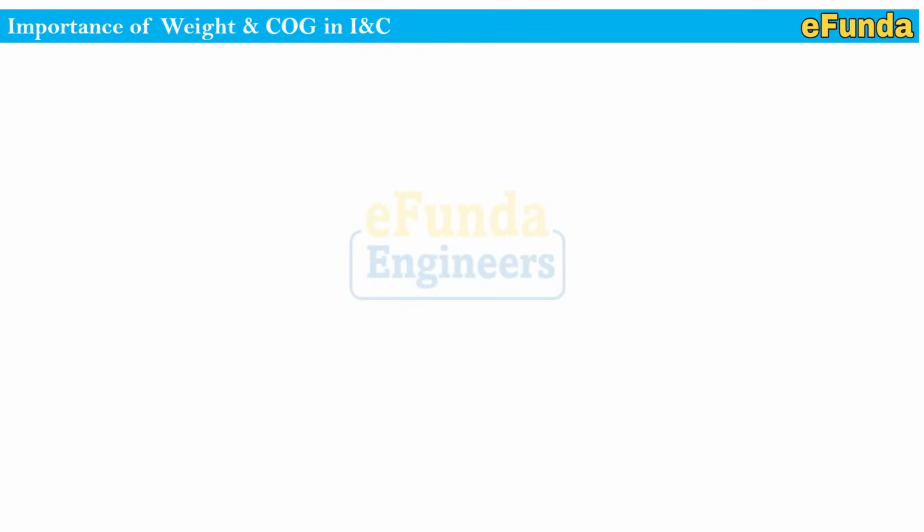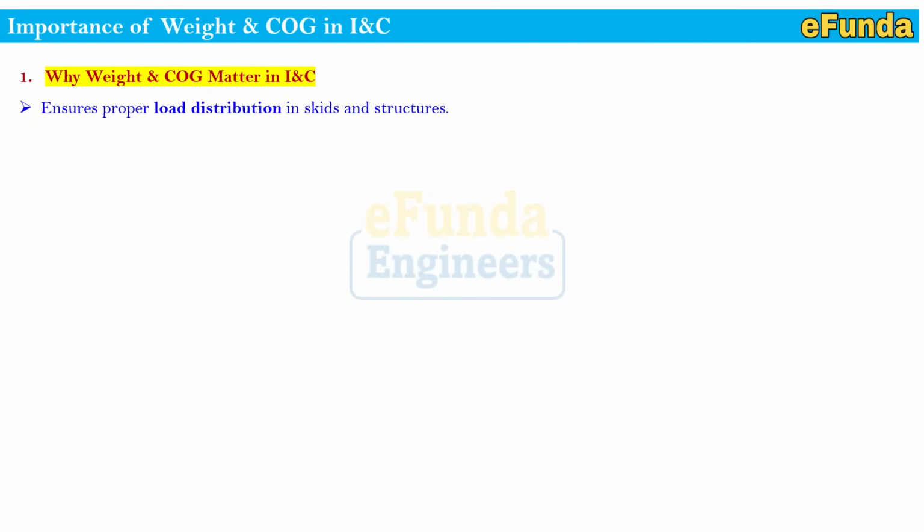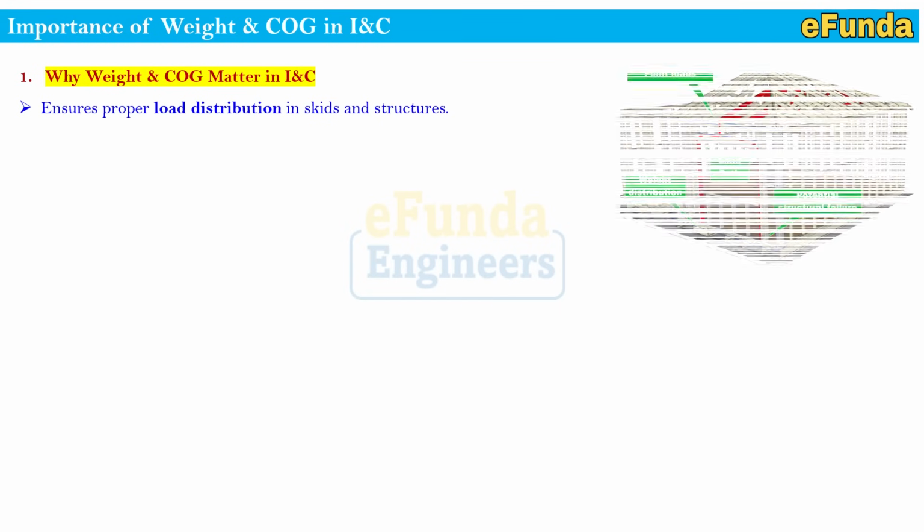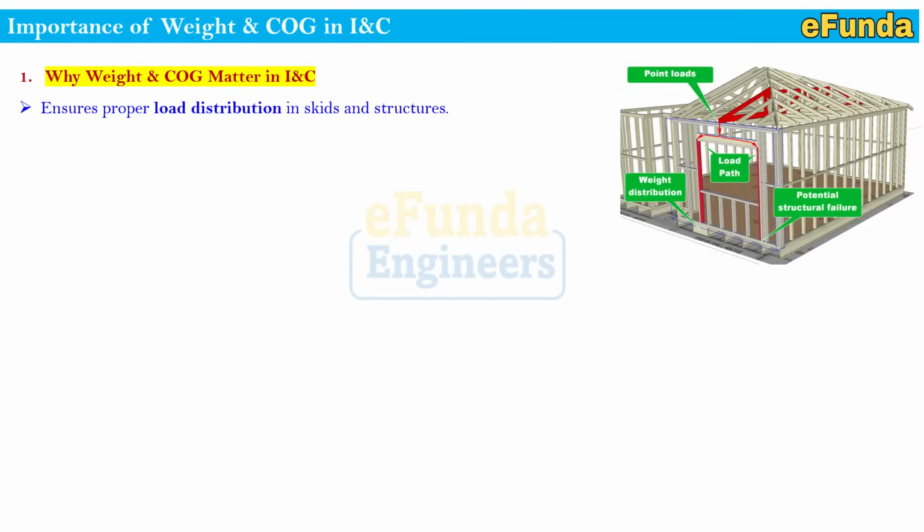Importance of weight and COG in instrumentation and control. We'll see the detail. First, why weight and COG matter in instrumentation and control. Ensure proper load distribution in skids and structure. One can refer to the first picture where the point load, load path, weight distribution, and potential structural failure are shown. This is how the load distribution is important.